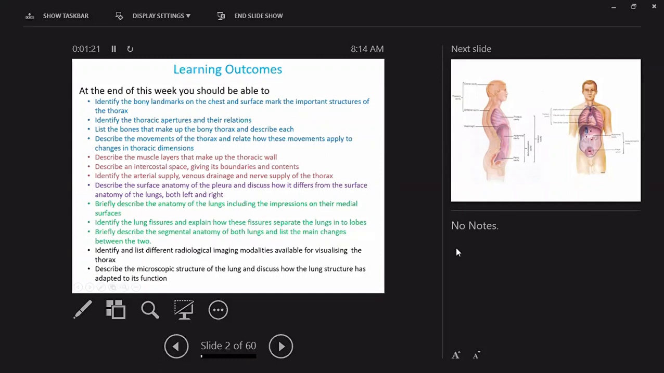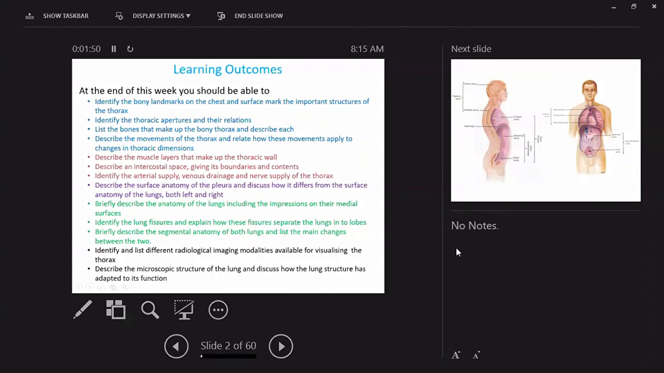Then the red ones, we go to muscle. Describe the muscle layers that make up the wall. Describe an intercostal space. Now these, mind you, are all either MCQ, structured essays, or vivas. So pay particular attention. Thorax is a very small area, not like the huge upper limb and lower limb areas you all have been doing all this time. It's actually very easy, but you have to pay attention to some little detail, right?